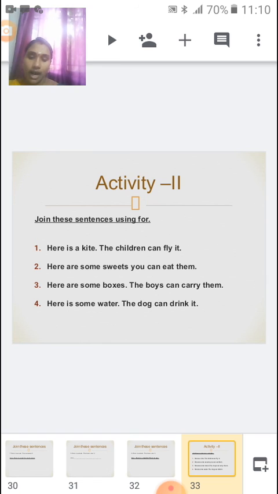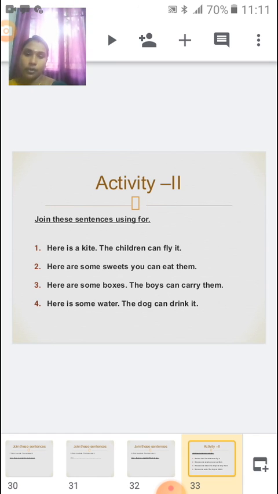Second, here are some sweets. You can eat them. Here are some boxes. The boys can carry them. Here is some water. The dog can drink it.